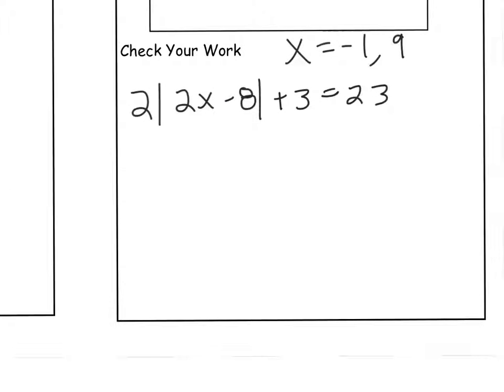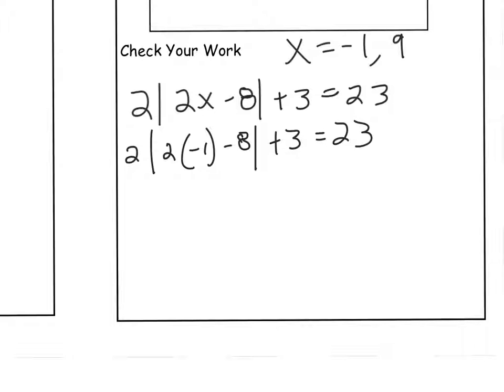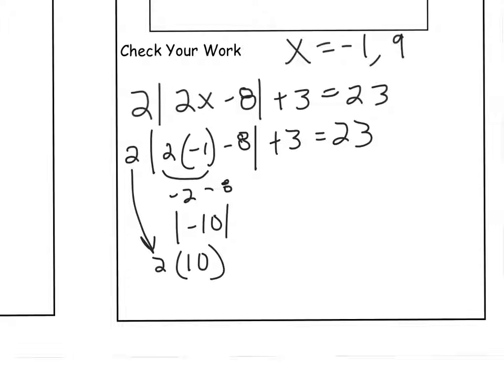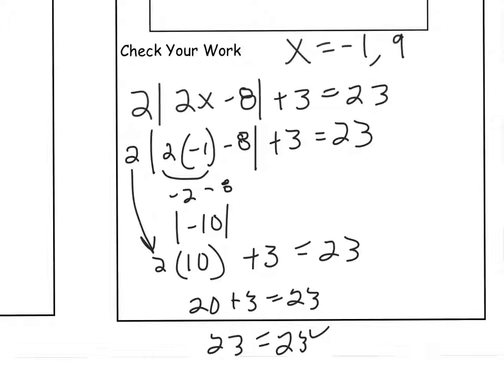Okay, so our first value of x is negative 1, so we're going to substitute that in. So we have 2 times this absolute value of 2 times negative 1 minus 8 plus 3 equals 23. Here comes our PEMDAS. So we want to evaluate this first. So 2 times negative 1 is negative 2, and we have negative 2 minus 8, which is going to give us the absolute value of negative 10, and the absolute value of negative 10 is positive 10, and we're going to multiply that by 2 because we had that 2 up there, and we can't forget about the plus 3 equals 23. So we have 2 times 10 is 20 plus 3 equals 23, and sure enough, 23 equals 23. So the first answer is correct.